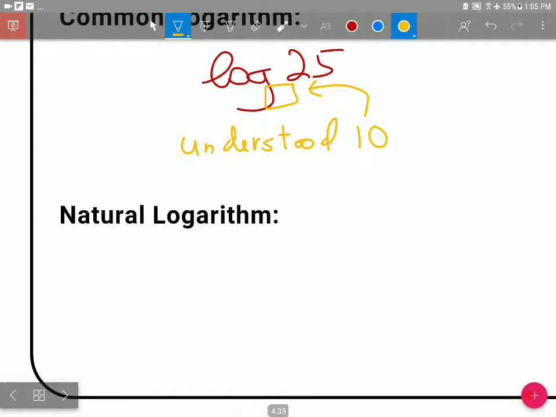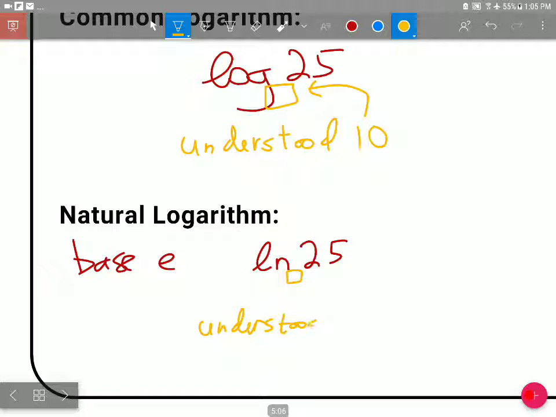Natural logs. That is a log of base e. Remember yesterday we talked about e as the ratio of things that are happening continuously. So like continuously compounded interest, we would use e. So that gets its own log as well. ln, let's say ln of 25. That also is missing this little number down there. That is an understood e.